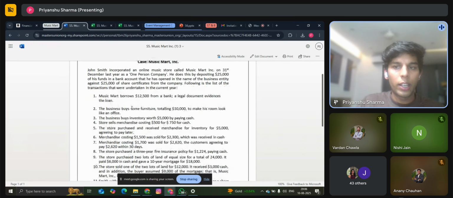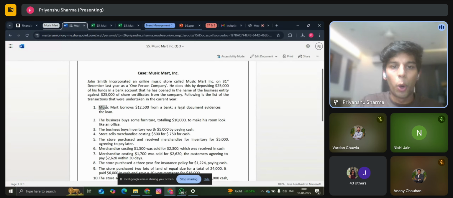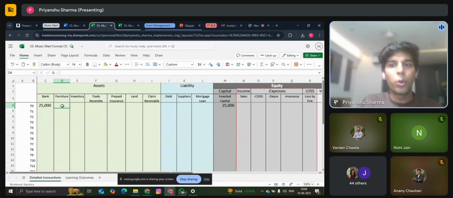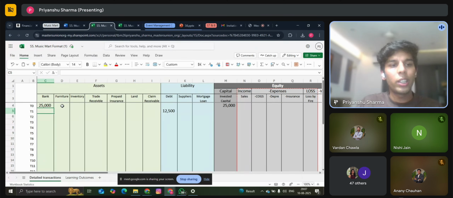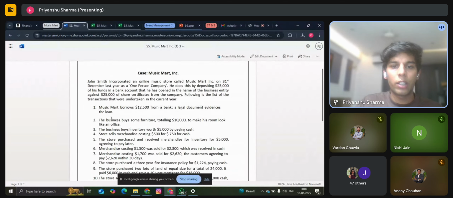Let's pick it up from T1 here. Music Mart has borrowed 12,500 from a bank, and legal evidence of that document exists. So this borrowing is basically your debt. Debt goes under the liability section of the balance sheet, and here under the head, in transaction one, we can put 12,500. And since through this transaction we've taken cash into our bank account, we'll record another 12,500 inside the bank side. So this is another simple entry for just raising debt. Our debt account has gone up by 12,500, and we've also received that 12,500 inside our bank. I'll move to T2 if no one has doubts here.